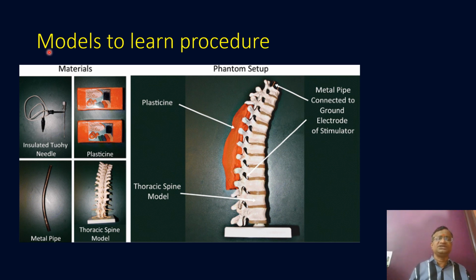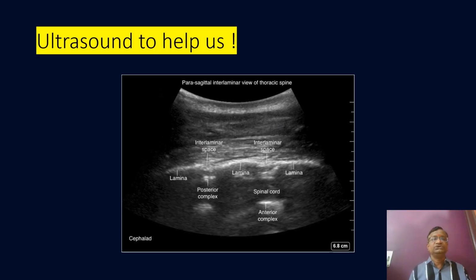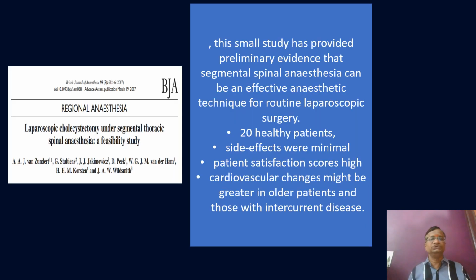There are models to learn these procedures. You can use insulated Tuohy needles, plasticine, thoracic spinal models, a metal pipe connected to the ground electrode, etc. We can use ultrasound to help us, posterior complex, lamina, epidural space, all these things. But I will go into ultrasound in spinal in completely different videos later.